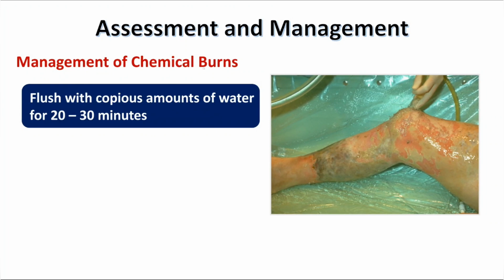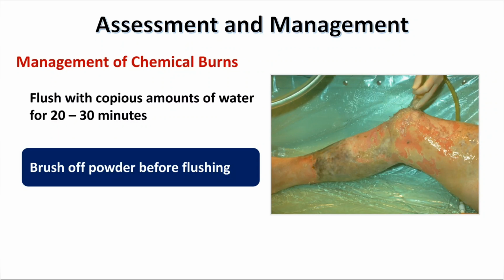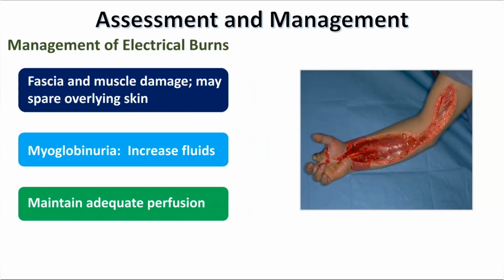A patient with a chemical burn, you have to flush with copious amounts of water for 20 to 30 minutes, whether to the skin or to the eye or to the mucous membrane. If there is a powder, you have to brush off the powder, then flush it.